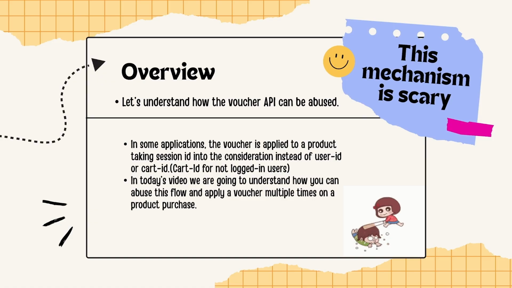Overview. Let's understand how the voucher API can be abused. In some applications, the voucher is applied to a product and it takes the session ID into consideration instead of the user ID or the cart ID. When you apply a voucher, the application backend has to remember who applied this voucher and whose transaction the application needs to discount, right? In that scenario, the application should ideally link the discount with the user ID if the user is logged in.